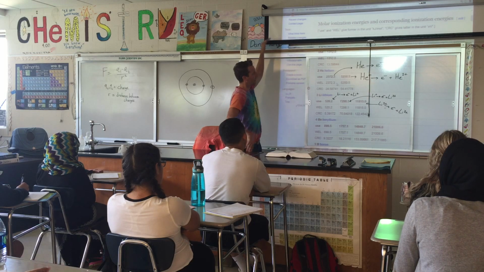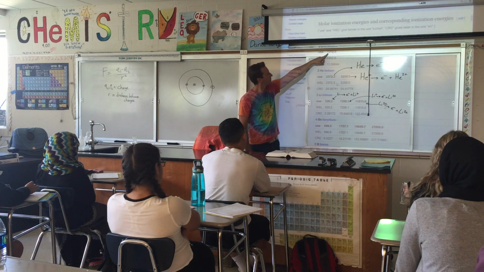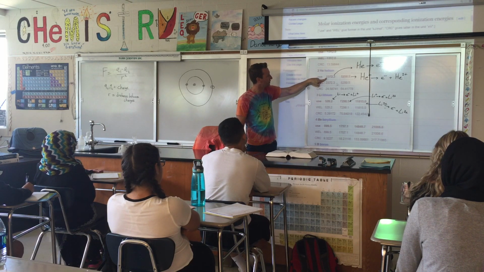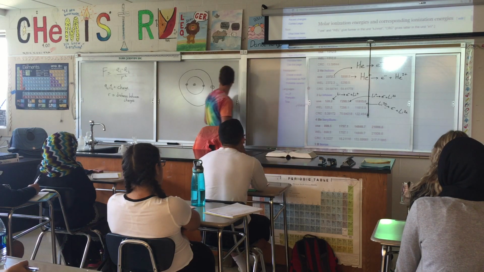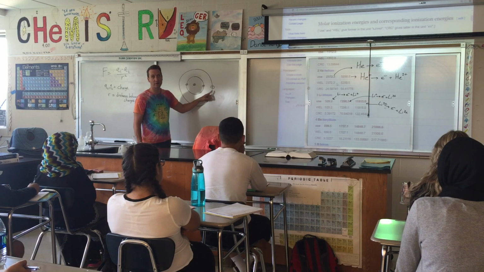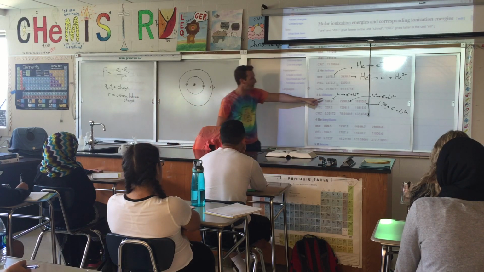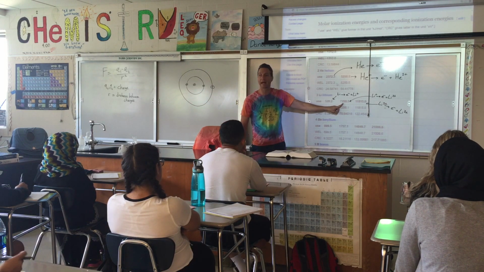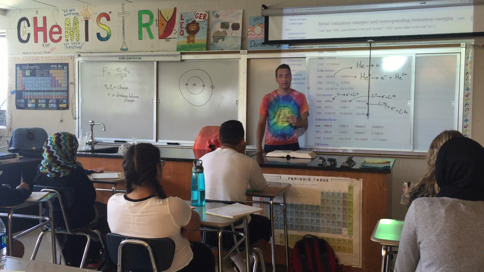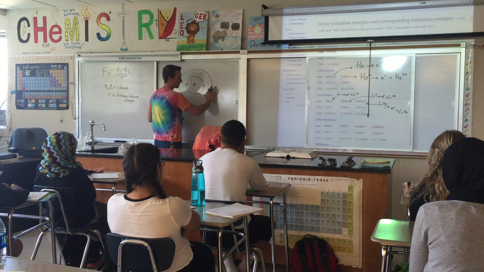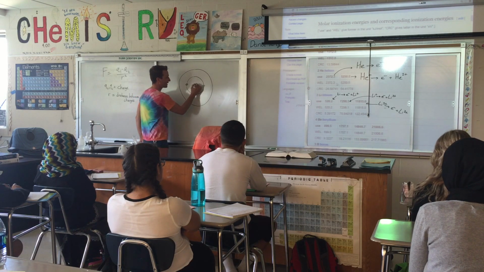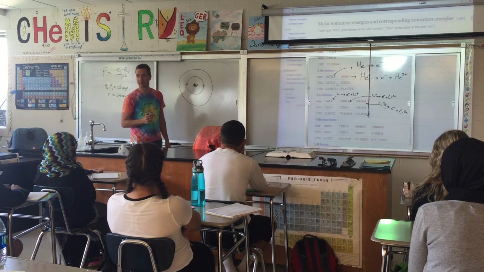And then again, we can see the trend as we go down. Hydrogen was 1312, helium larger, 2372, and then lithium drops to 520. Again, because in lithium, we are now removing an electron that's further away. But once we remove that farthest away electron in lithium, notice what happens when we drop back down to that first ring and try to remove an electron from the first ring of lithium. If you think about it, lithium plus 1, what's that going to look like? Lithium plus 1 now has that electron removed, and it's got 3 protons in its nucleus.